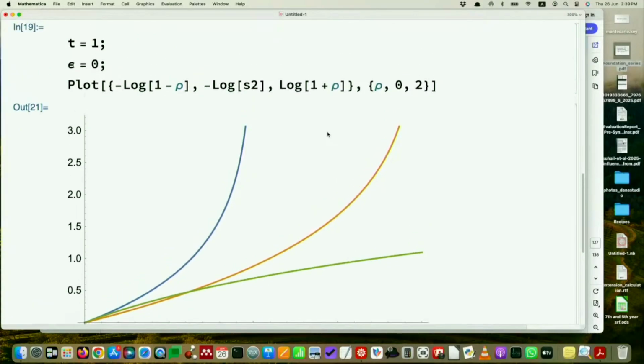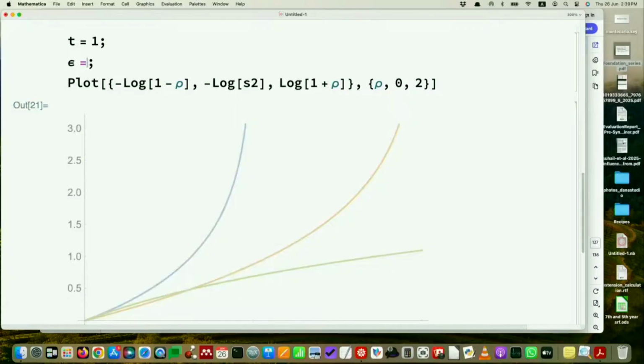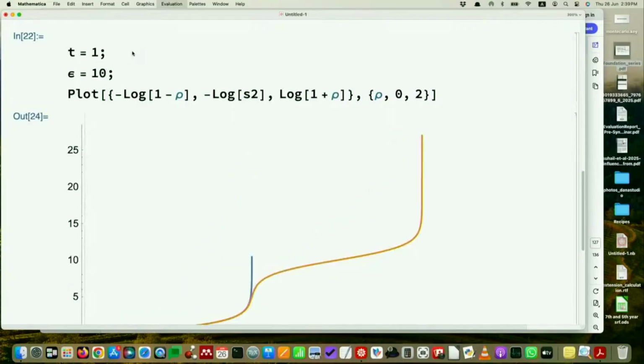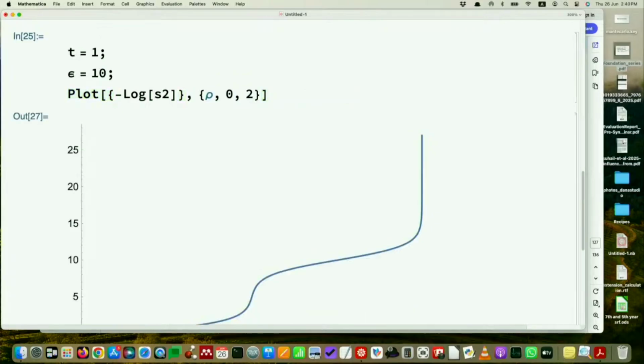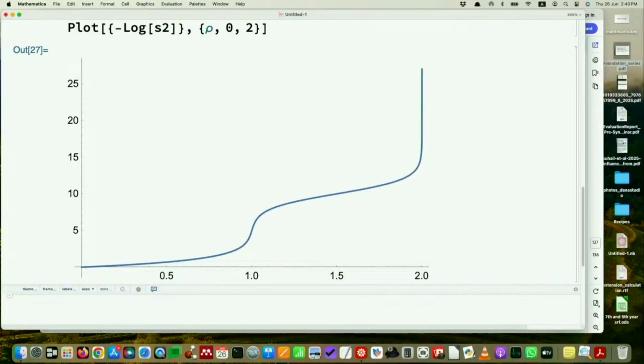So now let us make epsilon higher and higher. I am going to make the energy, the energy when two things come together, more and more repulsive. So if I make epsilon equal to 10, and I want to remove, let us not worry about this one. Let us forget about these things now. Now you see there's a nice kink in the pressure.